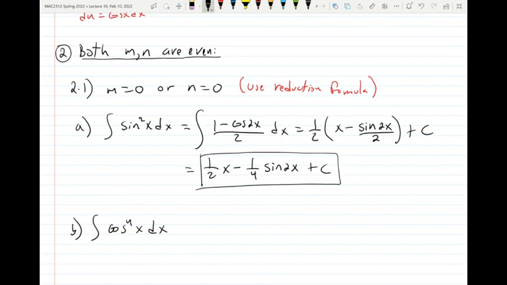And if it would have been cosine squared instead, it's the same thing. Use the same formula, just that this would be a plus instead of a minus. Okay? So we'll have a plus here instead of a minus. But the outcome will be the same.